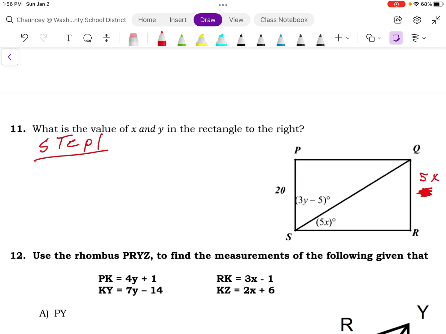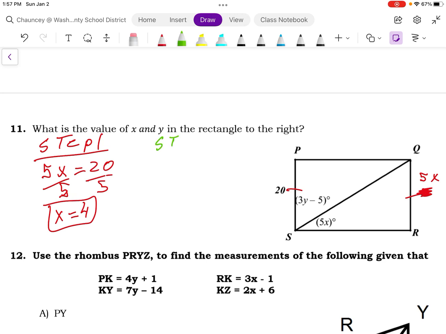So this is a rectangle, okay? So we know that that and that are congruent. So if those are congruent, then we know we could set up 5x equals 20, divide by 5, and we get x equals 4. Simple enough. Our next step, we want to solve for y.